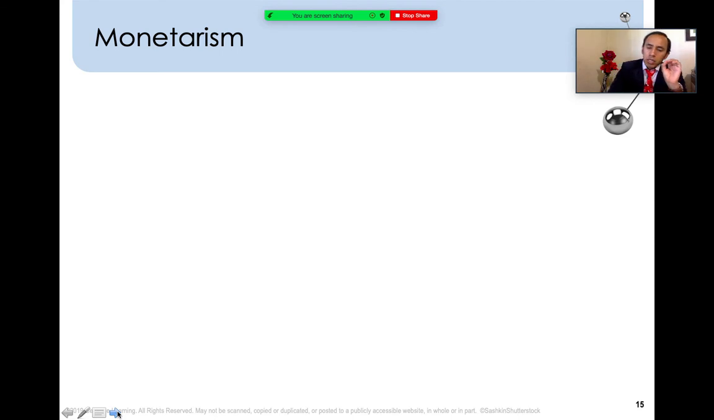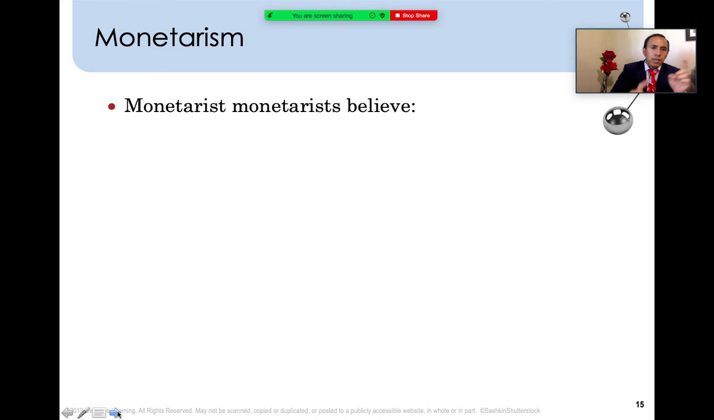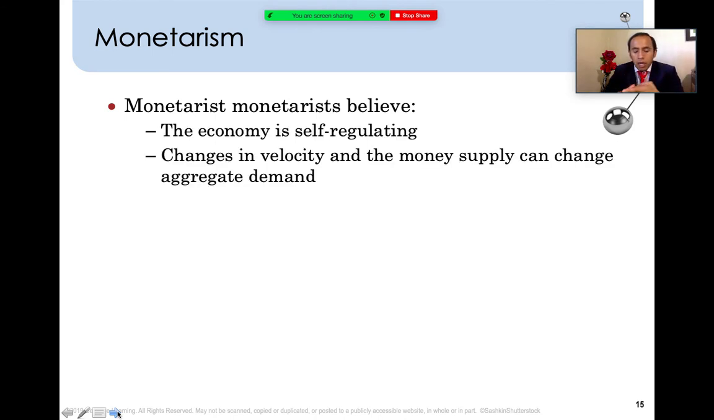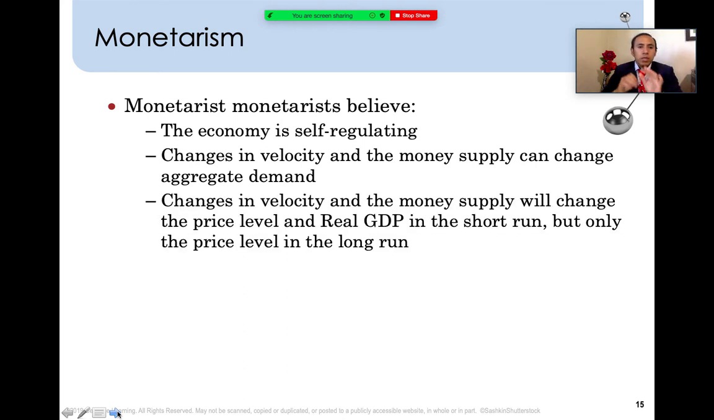Now, monetarism is well embedded within the economy. It has significant effects. The monetarists believe that the economy is indeed self-regulating and that changes in velocity and the money supply can directly influence and affect aggregate demand, as we have seen in the previous models. The changes in velocity and the money supply will change the level of prices and the level of real GDP in the short run. Again, we have to analyze the short run in different time periods.